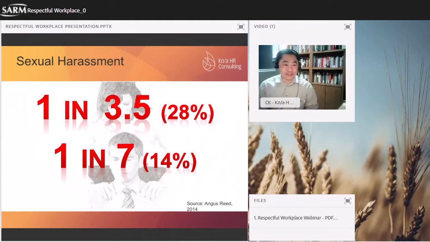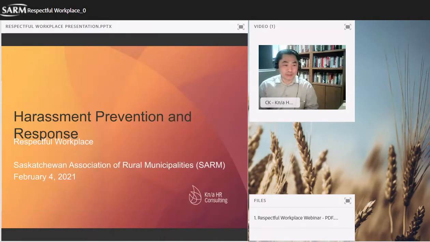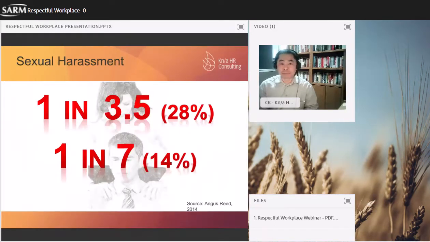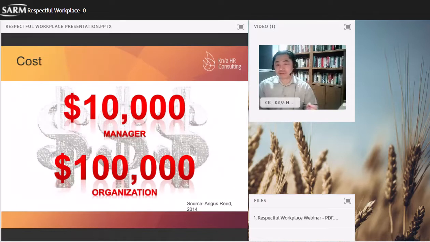So yeah, let's start with this again for those who had missed it. In 2014, Angus Reid polled 1,500 working adult Canadians, and what they found out was 28% of people were sexually harassed, and 14% had unwanted contact, whether it's in the form of touching or worse. Now, what does that mean then to us?